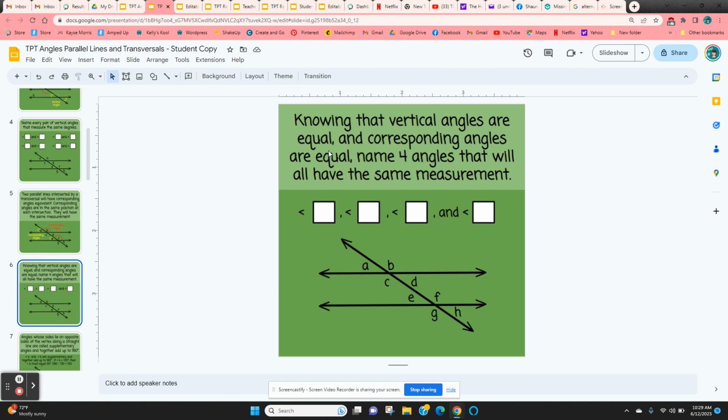Okay, knowing that vertical angles are equal and corresponding angles are equal, they're going to name 4 angles that have the same measurement. So A and D, A and E, so they're going to choose 4.